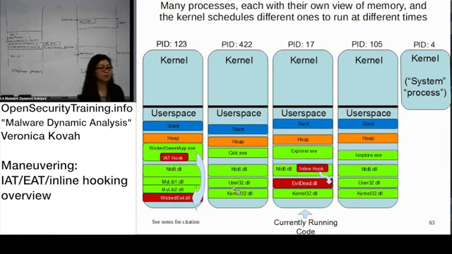Any questions? The first column is IAT hooking and the third is inline hooking, so we have two injection types. Different processes have their own memory space. If one is being attacked, it does not mean the other process is under attack, because they are separate, right? Any questions?